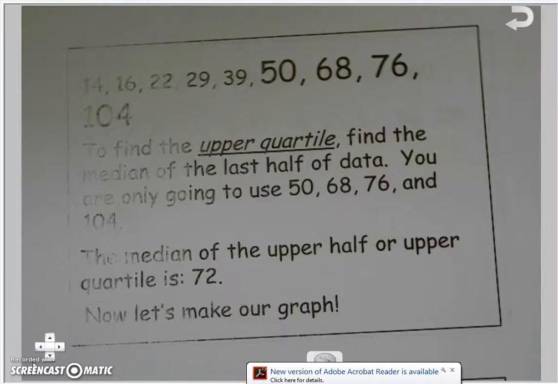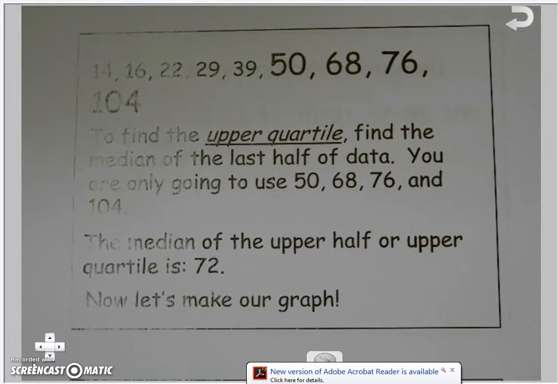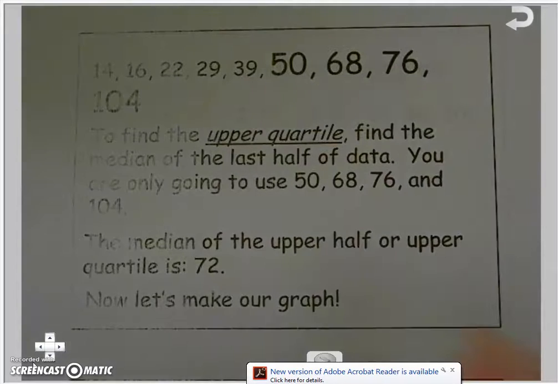Now, we're going to do the upper quartile. So we're taking all the numbers above 39.